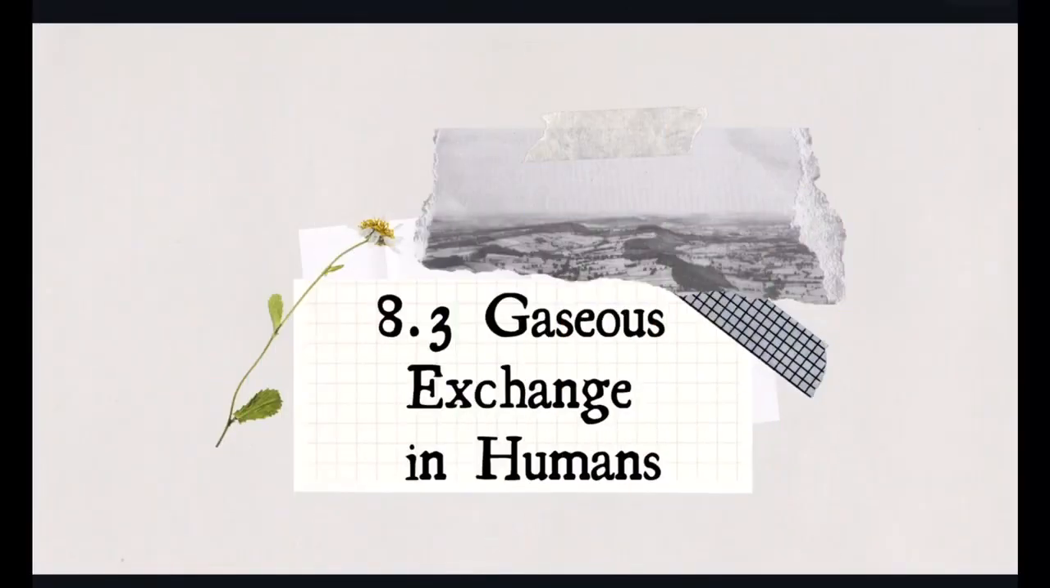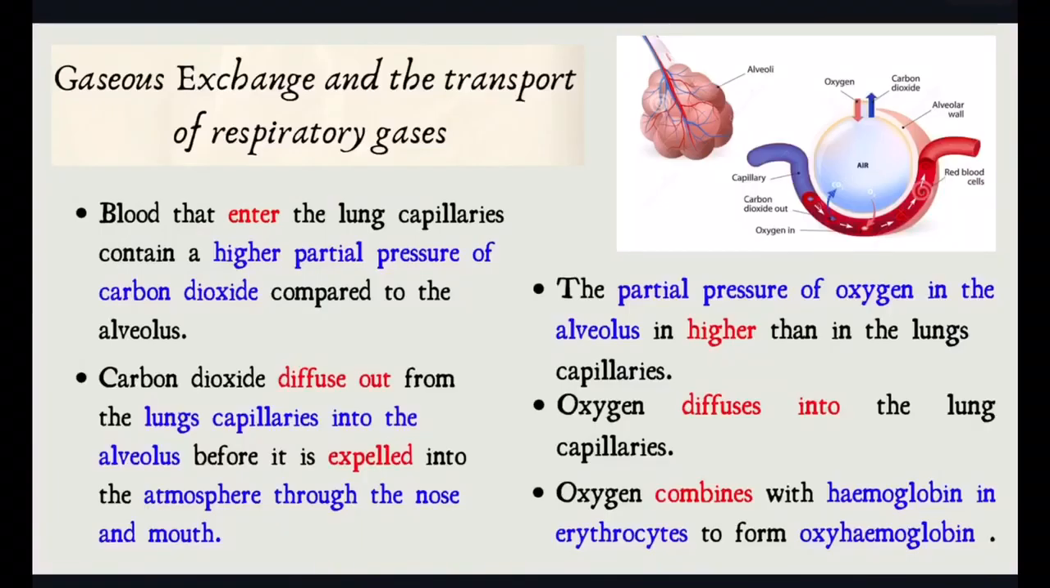Gas exchange in humans. Gases exchange and the transport of respiratory gases. Blood that enters the lung capillaries contains a higher partial pressure of carbon dioxide compared to the alveolus. Carbon dioxide diffuses out from the lung capillaries into the alveolus before it is expelled into the atmosphere through the nose and the mouth. The partial pressure of oxygen in the alveolus is higher than in the lung capillaries. Oxygen diffuses into the lung capillaries.